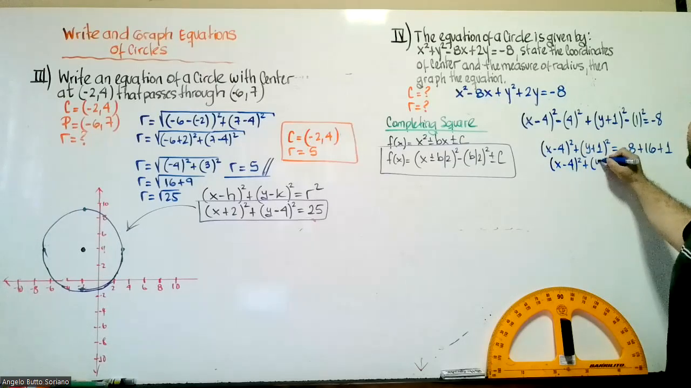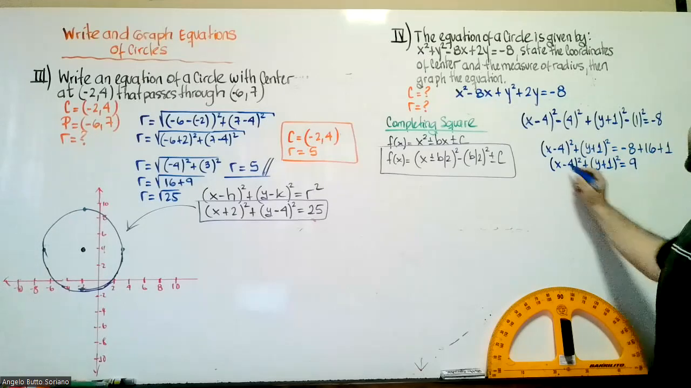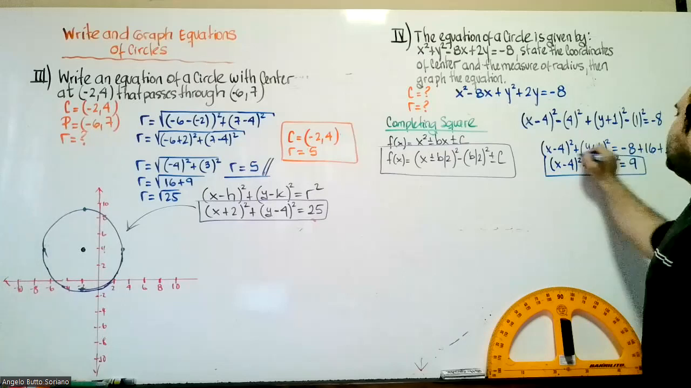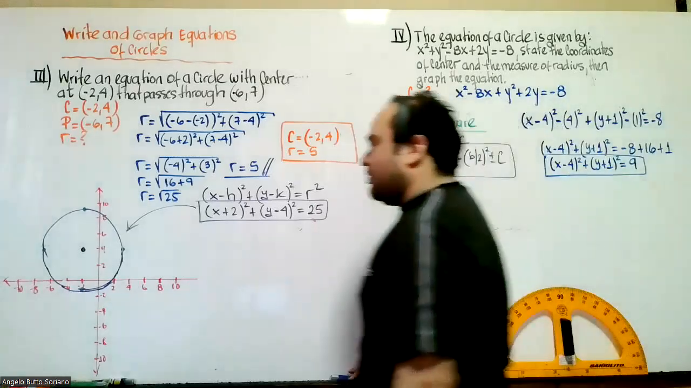So the equation of the circle is given by (x - 4) to the second power plus (y + 1) to the second power equals 9. We write the equation in the standard form already.